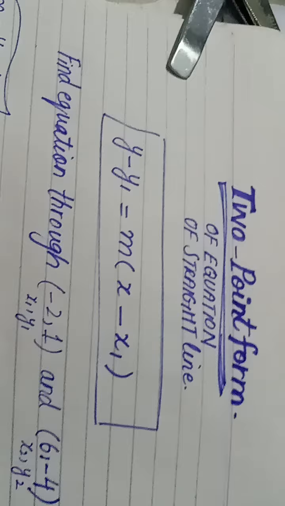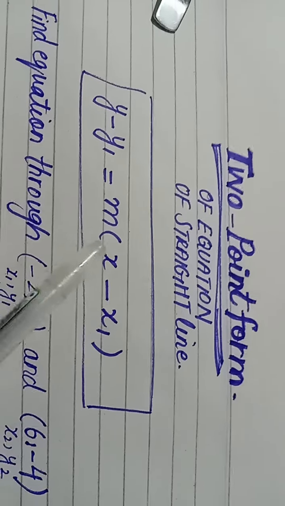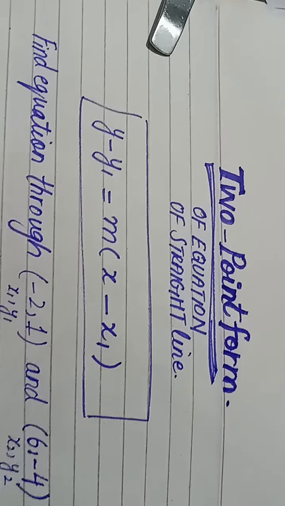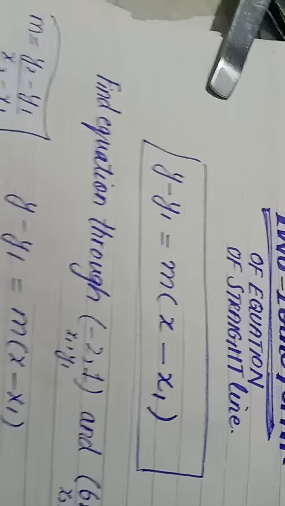And this is the required straight line you have found by the formula y minus y1 is equal to m into x minus x1. It is called the two-point form of representation of a straight line. Hopefully you have got it.